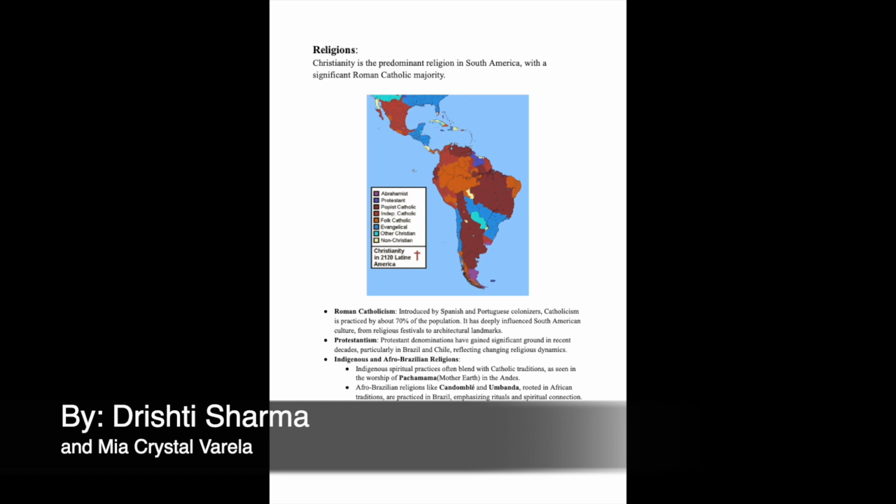Protestantism. Protestant denominations have gained significant ground in recent decades, particularly in Brazil and Chile, reflecting changing religious dynamics.